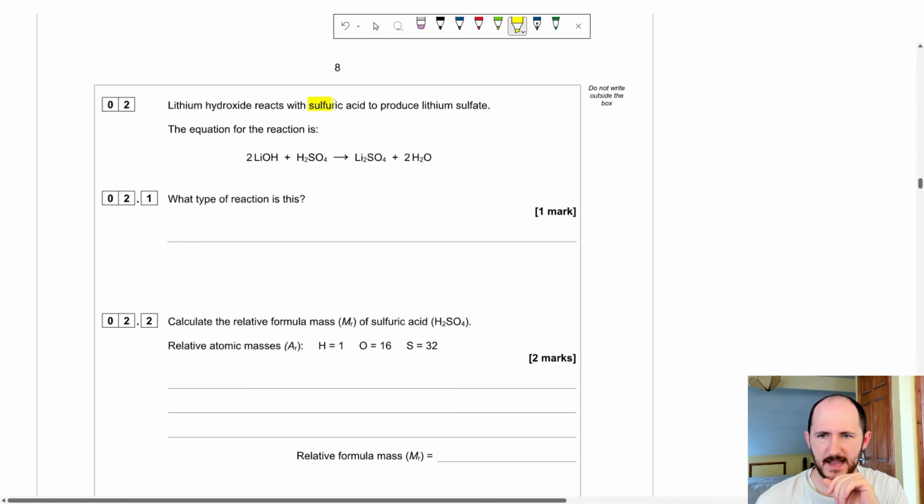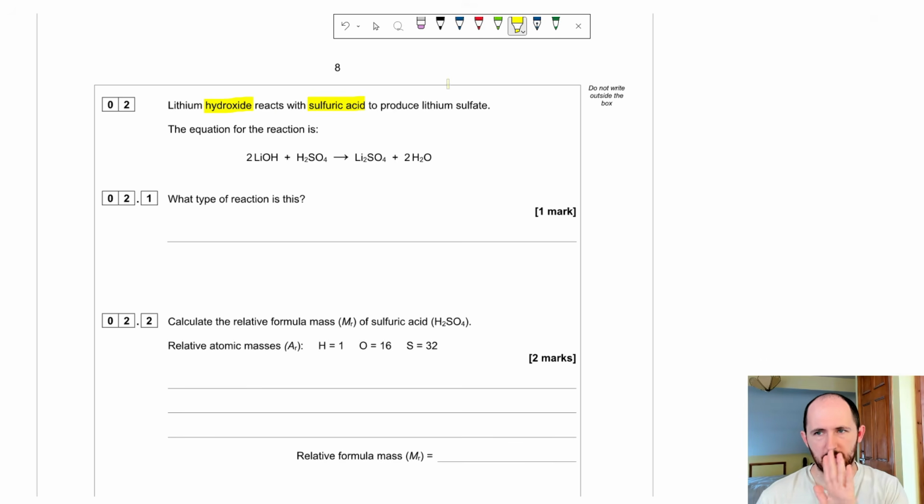We've got an acid reacting with something. Now, an acid and a hydroxide always produces water, but let's say you didn't know that. It also produces water. So let's put this together again. We have an acid reacting with something, and it produces something that isn't an acid, because lithium sulfate's not an acid, and it produces water.